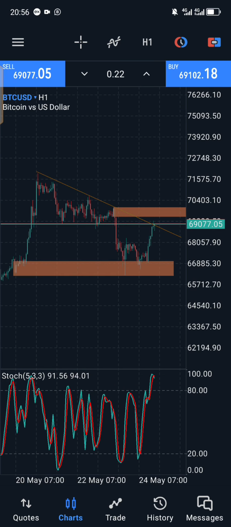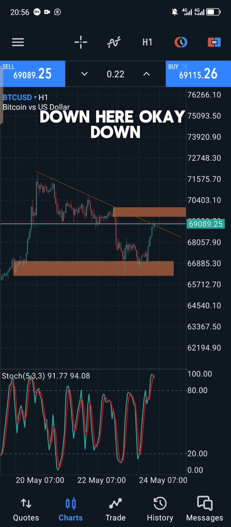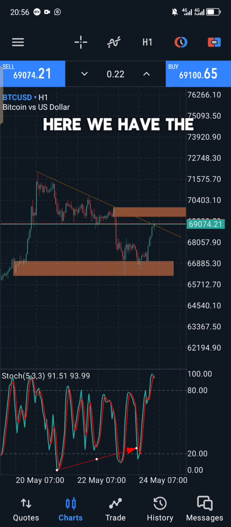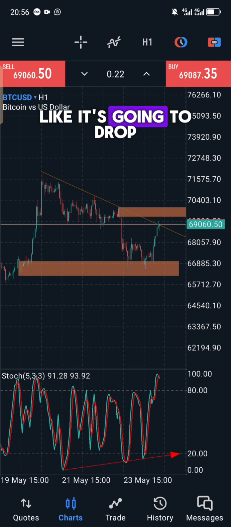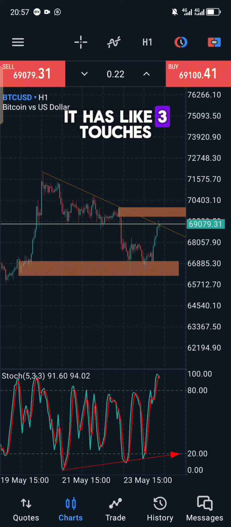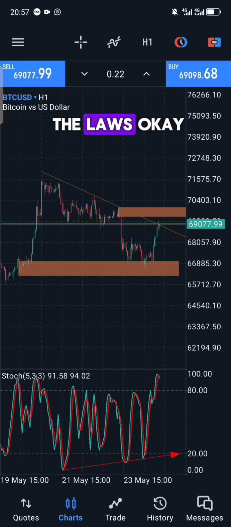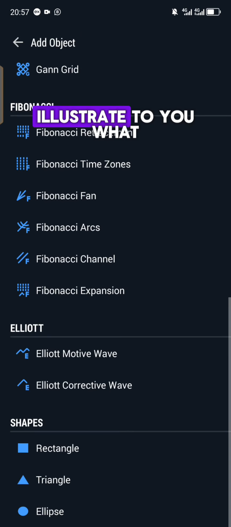As you can see, down here we have the same thing. On the chart on top, on the 1 hour, you are able to see that price looks like it's going to drop, but on the stochastic oscillator you see that price is coming from an uptrend because it has 3 touches which did not break the lows. By this, what do I mean? Let me use this object so that I can illustrate what I mean.